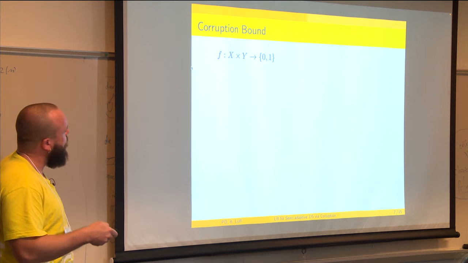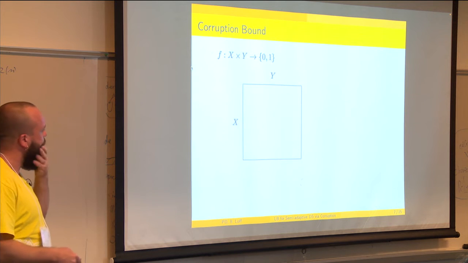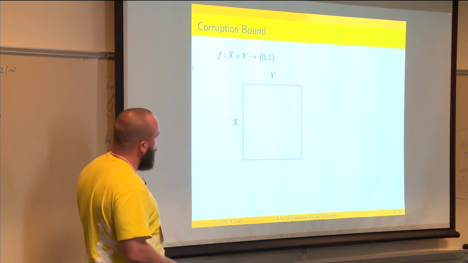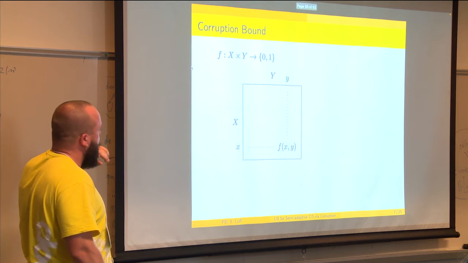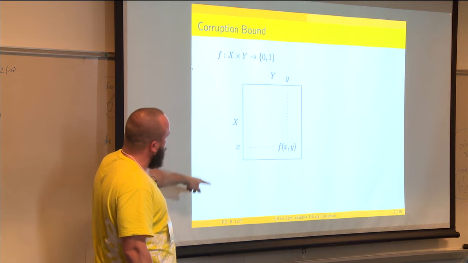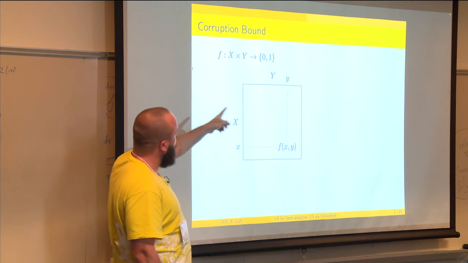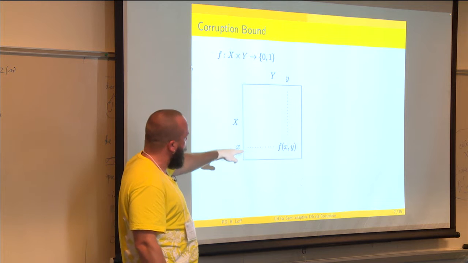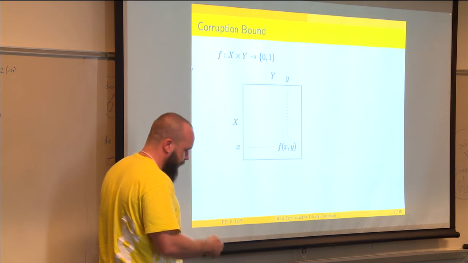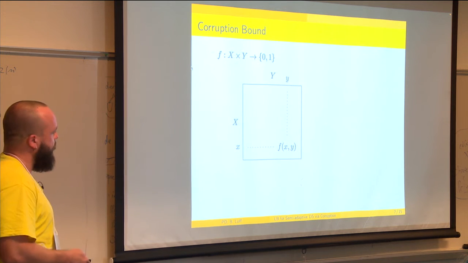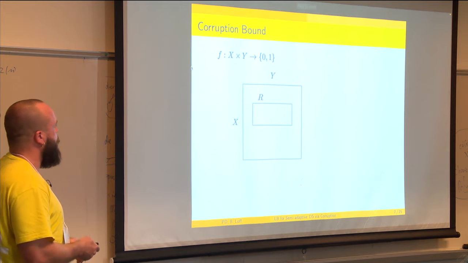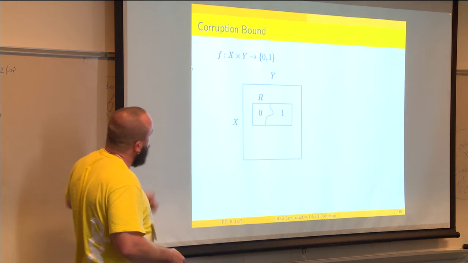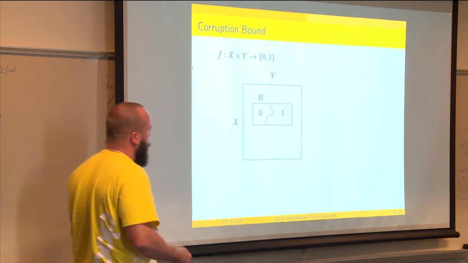So what's the corruption bound? I assume a lot of you know what it is, but to be on the same page: let's have some function with two inputs, and we create a matrix such that rows are indexed by the set X, and columns are indexed by the set Y. For a particular input, the entry corresponding to x from X and y from Y is the result of the function on that input. If you look at a rectangle of that matrix, the function is Boolean, so we see zeros and ones in the rectangle.